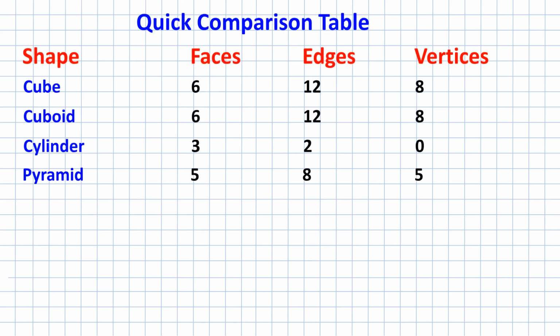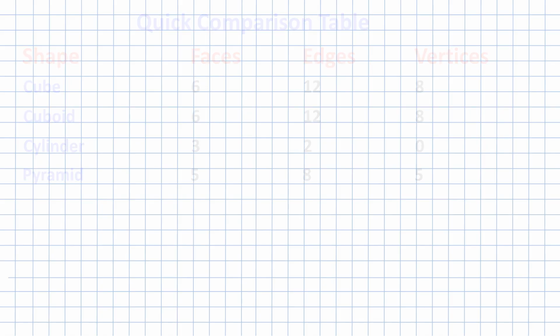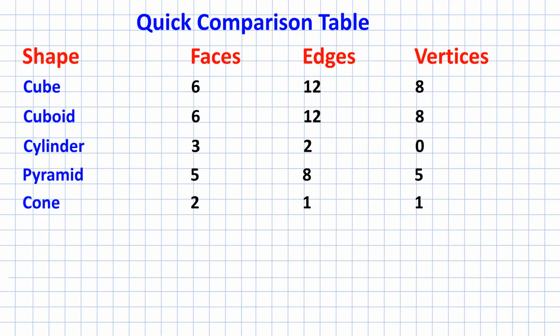The pyramid has 5 faces, 8 edges, and 5 vertices. For the cone, there are 2 faces, 1 edge, and 1 vertex. The triangular prism has 5 faces, 9 edges, and 6 vertices. Finally, the sphere has no flat faces, no edges, and no corners.